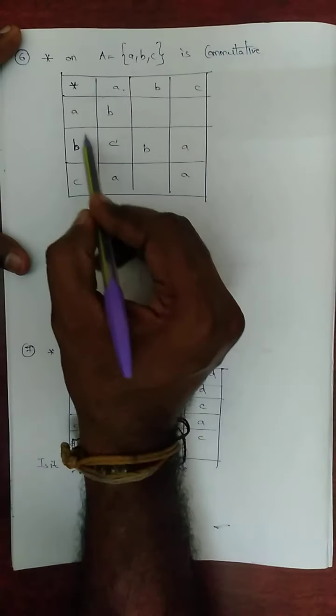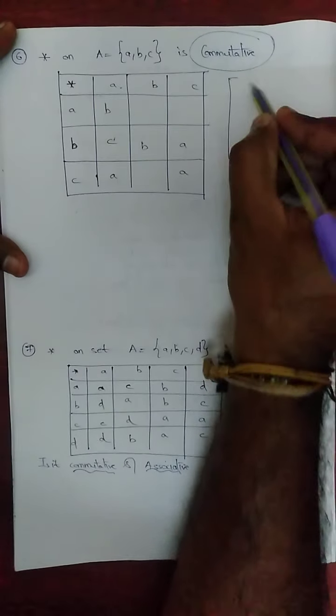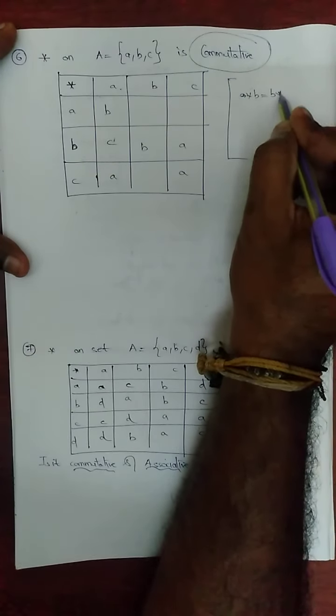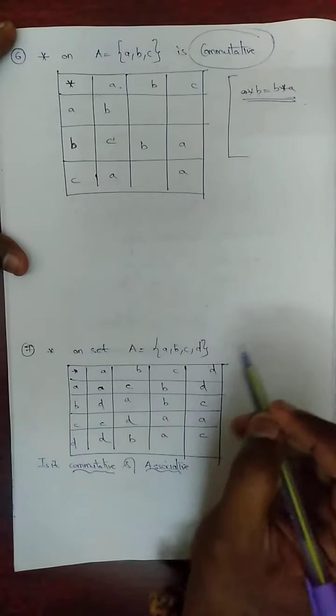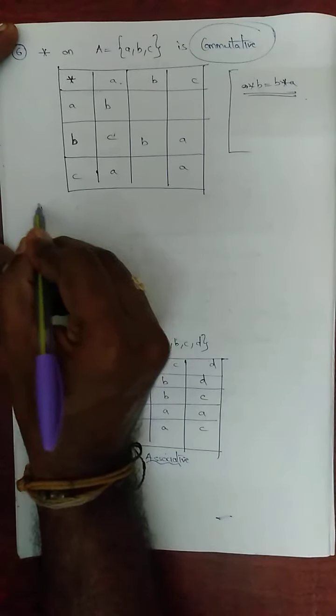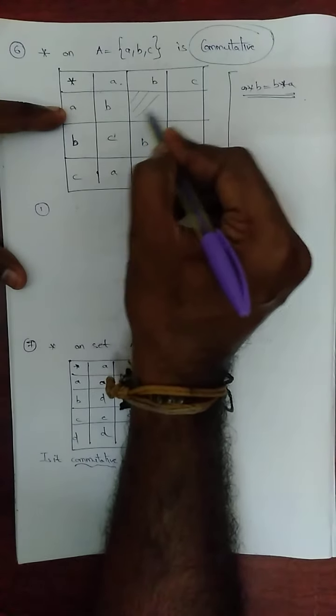If we see here, they have given that this is commutative. What is commutative? The formula we know: if we say A star B, then B star A should also be satisfied. A star B is equal to B star A. Using this, I am going to find. How? See, first I am going to find A star B. This is the first one I need to find.